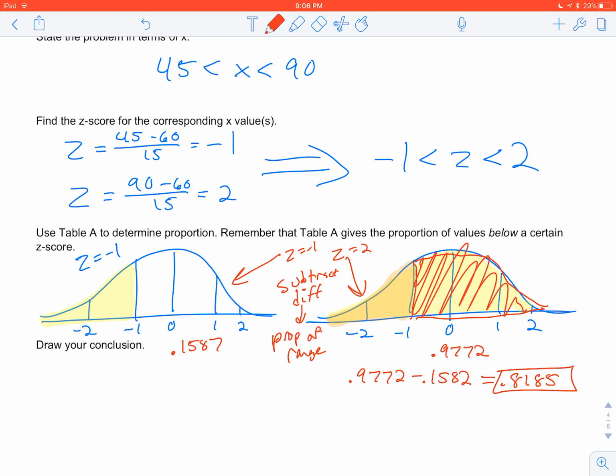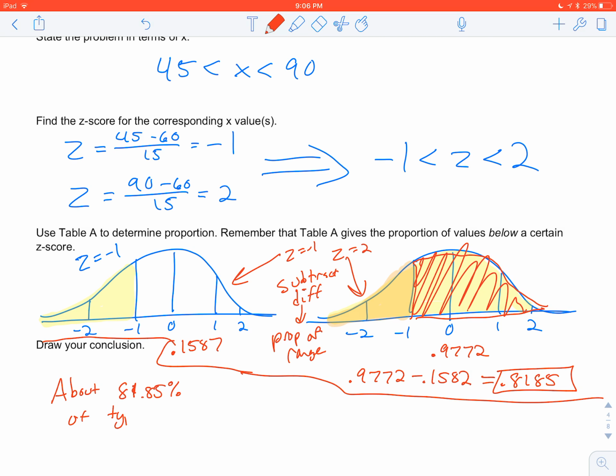So your conclusion with our proper sentence in context, you're simply going to say about 81.85% of typists type between 45 and 90 words per minute.